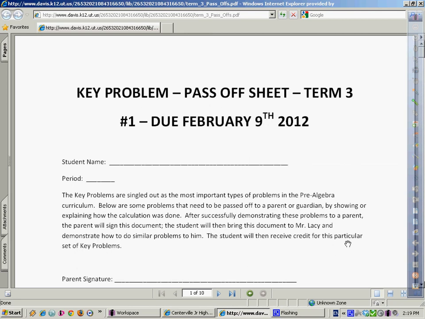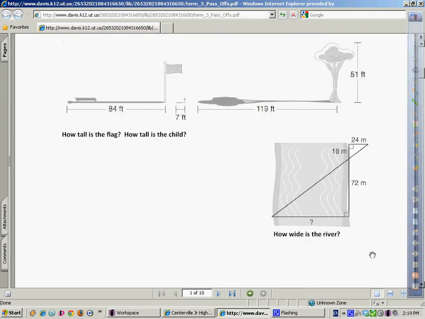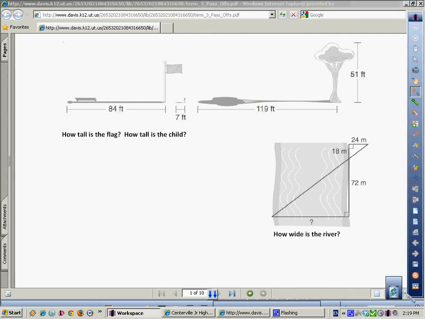Okay, this is pass-off sheet number 1 for third term. Let's do February 9th. This is material that we covered in second term, but something that we did not put on a pass-off sheet. So I would like to cover that today.